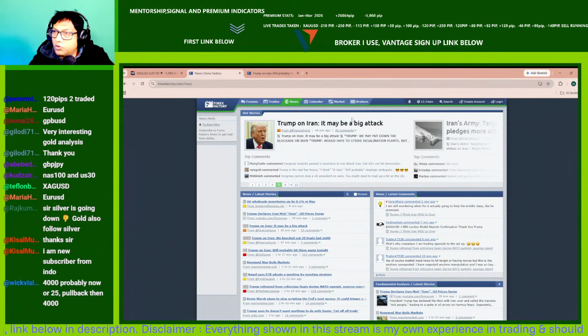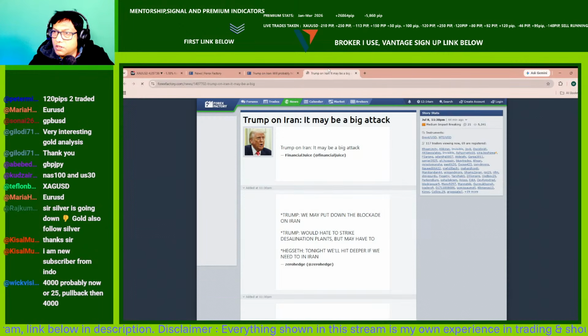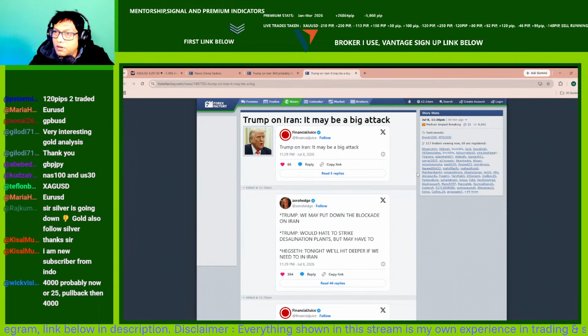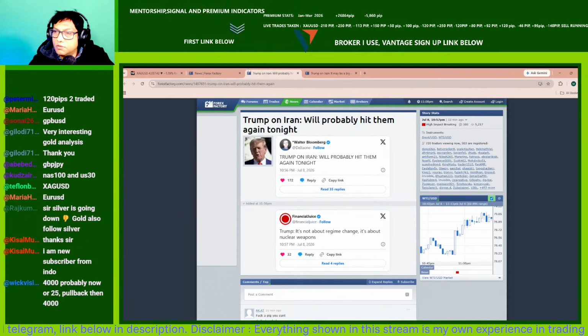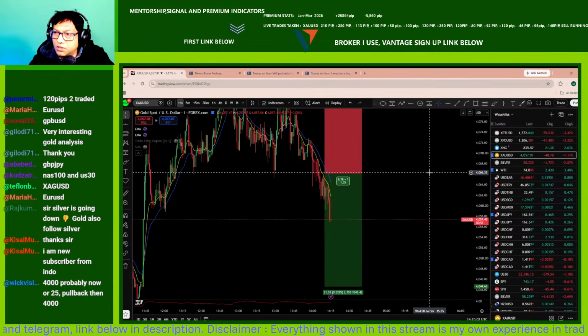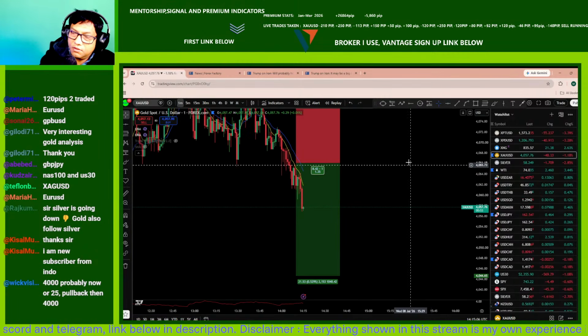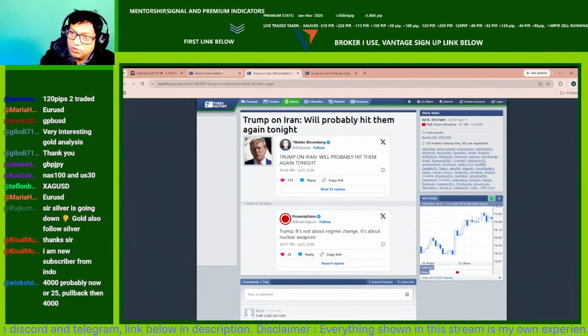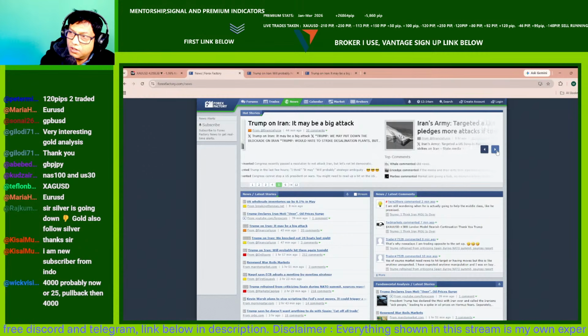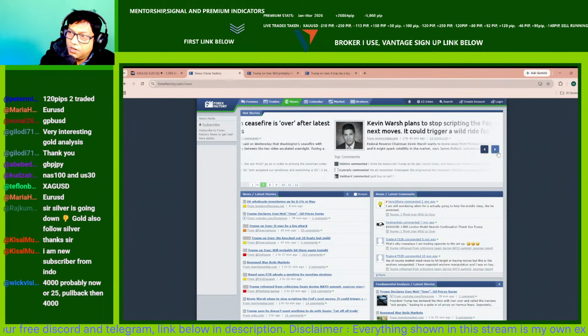Trump on Iran, 40 months. It may be a big attack, which I think is an important point. If it's a big attack, then gold is showing that there might be what was happening might be going.